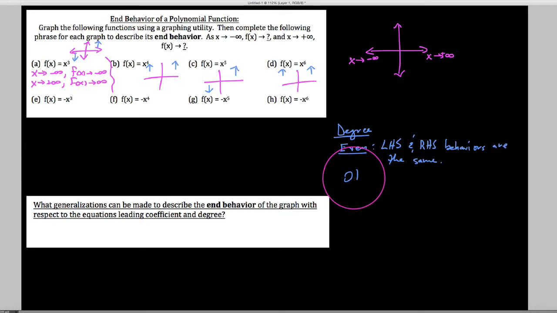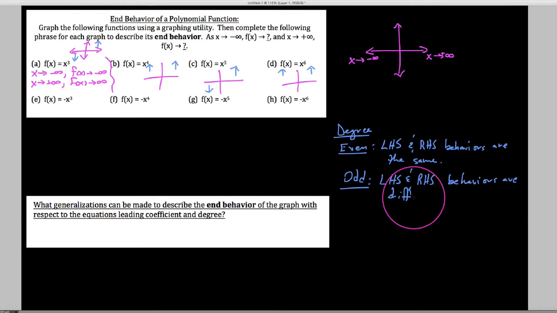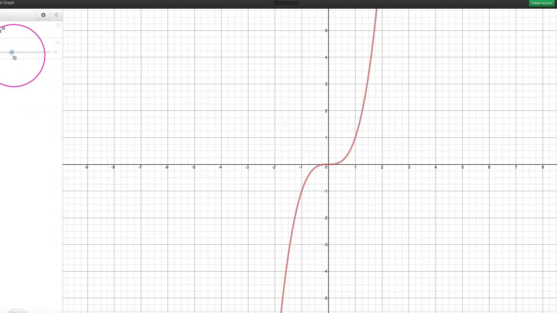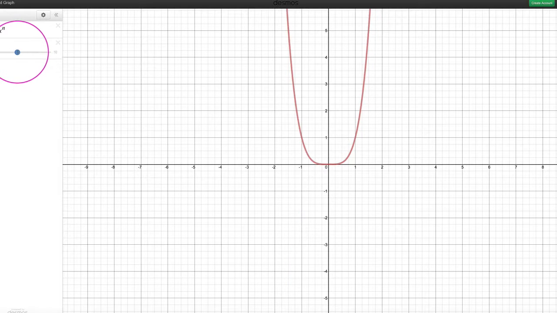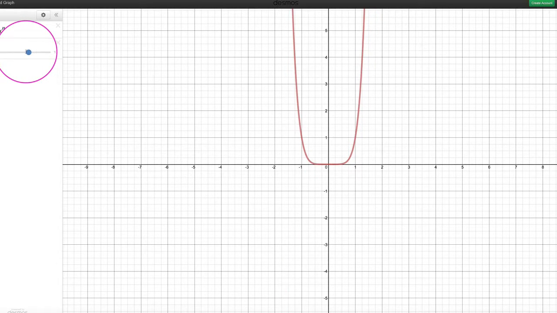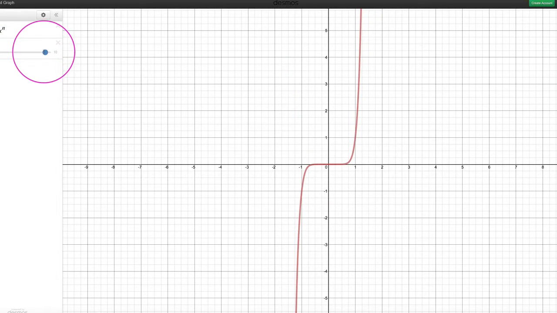Okay, and if it's odd, the left hand and right hand side behaviors are different. So when we're making a graph, this is actually going to come in handy because right off the bat we can identify the degree of the polynomial and say, hey, look, anytime the degree is odd, it's going to be different behaviors, but every time it's even, it's going to be the same. We say odd, even, odd, even, odd, even.